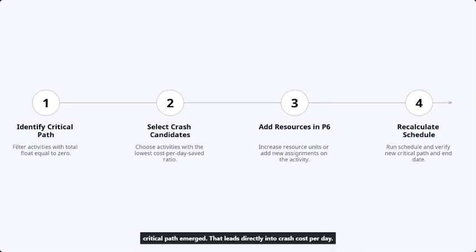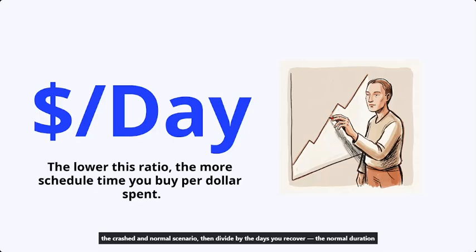That leads directly into crash cost per day. This formula is the engine of crashing decisions. First, take the cost difference between the crashed and normal scenario, then divide by the days you recover, the normal duration minus crash duration. The result tells you exactly how much each compressed day costs. When you have multiple crash candidates, rank them by this ratio and crash the cheapest ones first. That's how you minimize total compression cost.